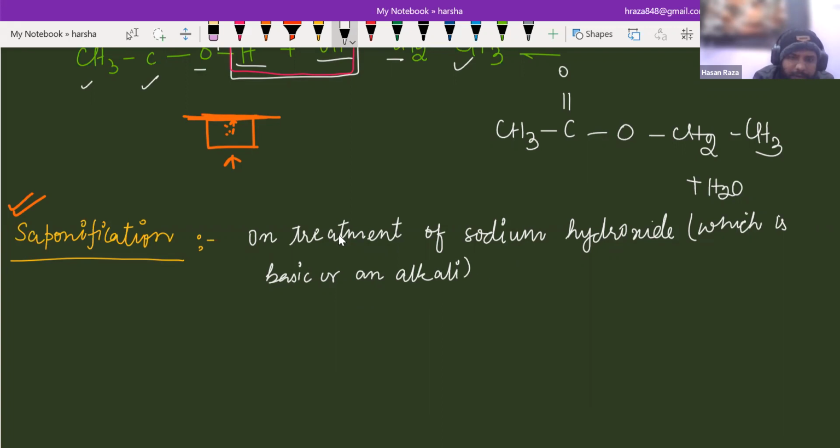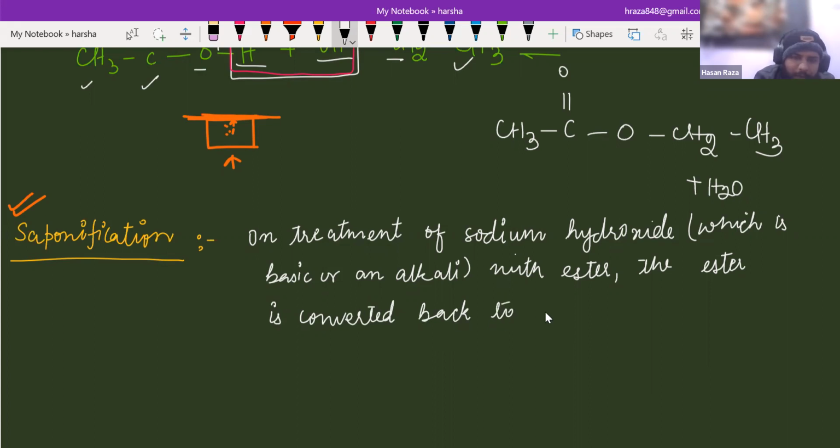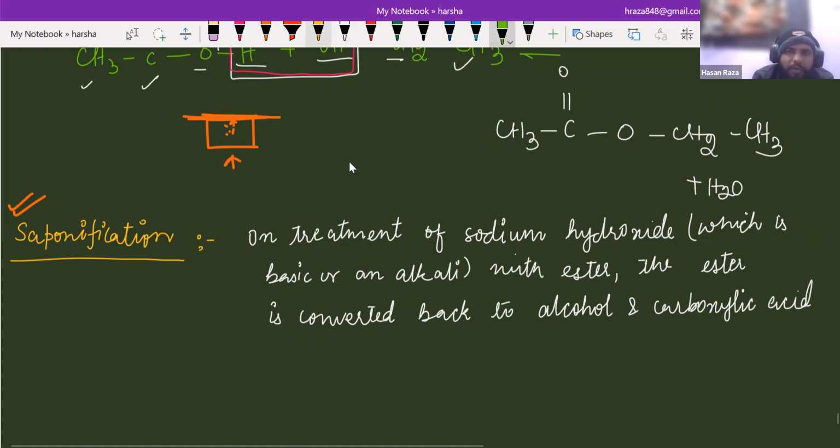The ester, on treatment of sodium hydroxide, is converted back to alcohol and carboxylic acid. Alcohol and carboxylic acid.